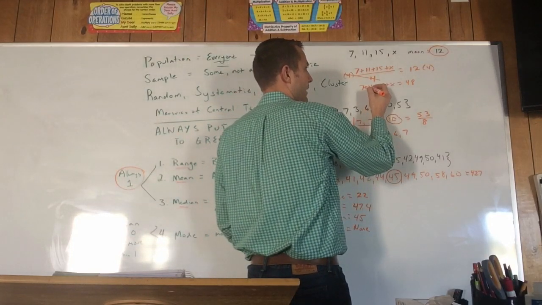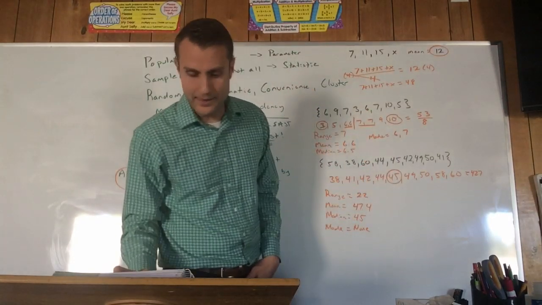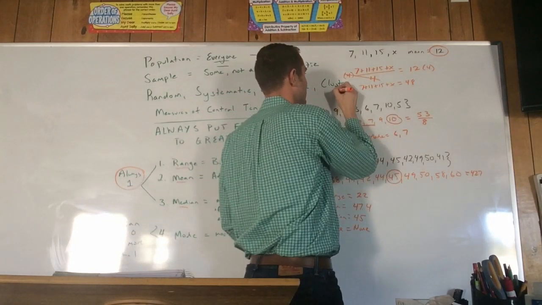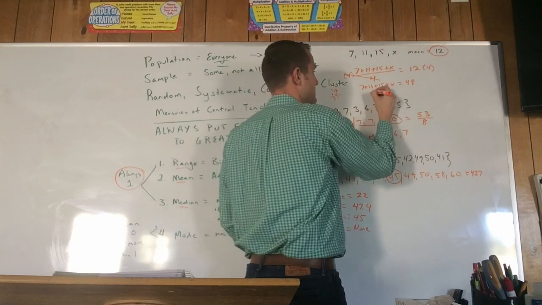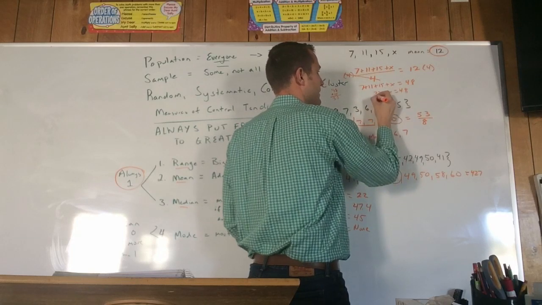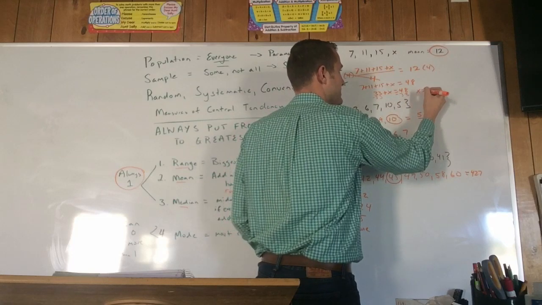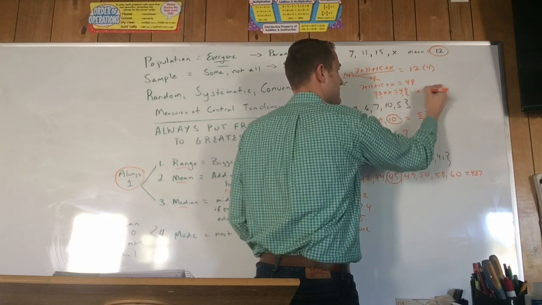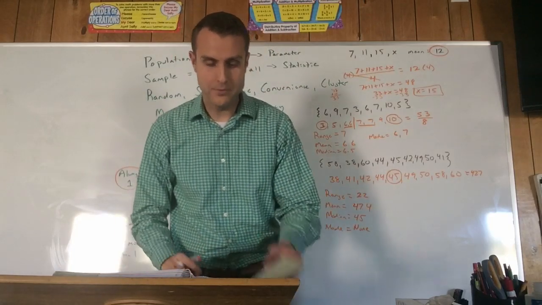So I can do 7 plus 11 is 18, plus 15. Add those together. That gives me 33 plus x equals 48. Then I can subtract to isolate my variable. So my last number is 15. So the answer to that would have been 15.